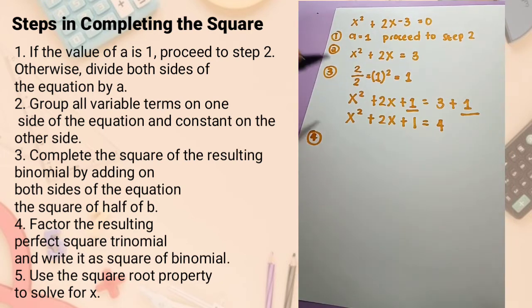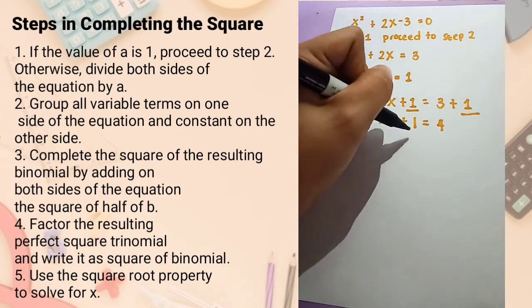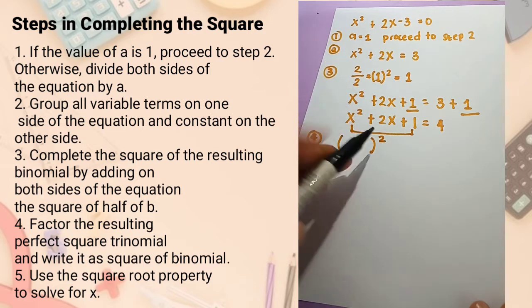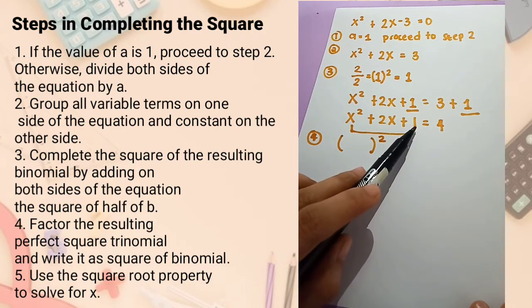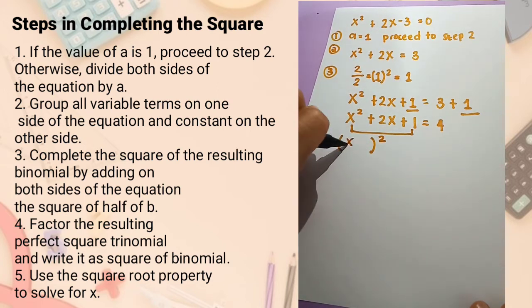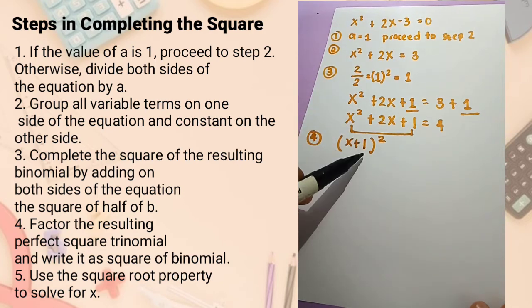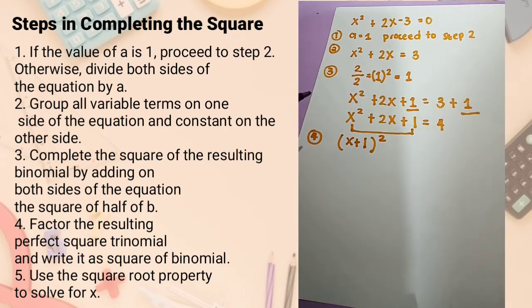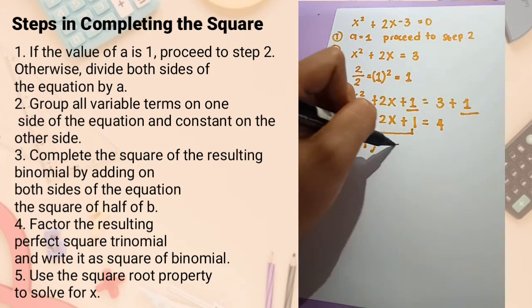Okay? So, sa step 4 na tayo. Factor the resulting perfect square trinomial and write it as square of binomial. Ibig sabihin, itong trinomial na to ay perfect square na siya. So, magkakaroon na tayo ng square of a binomial. Hanapin natin yung factors at addends ng 1 and 2. So, ito ay x plus 1, kasi x plus 1 times x plus 1 ay equals to x squared plus 2x plus 1. Kapag kasi pinag-add natin yung 1, ang sagot ay 2, at kapag pinag-multiply natin yung 1, ang sagot ay 1. Then, equals to 4.